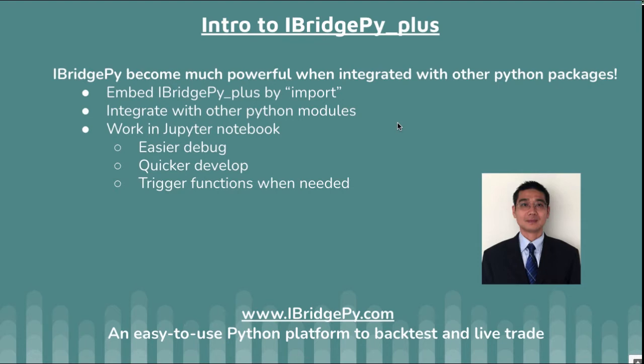Think about it: you download historical data, then in Jupyter Notebook you check out the result, then use machine learning packages to do analysis, and then you can place orders when needed. Everything in Jupyter Notebook can be checked immediately. Also, when we use IBridgePy Plus in Jupyter Notebook, users can trigger functions only when they want to, instead of the traditional IBridgePy continuously triggering functions as designed.